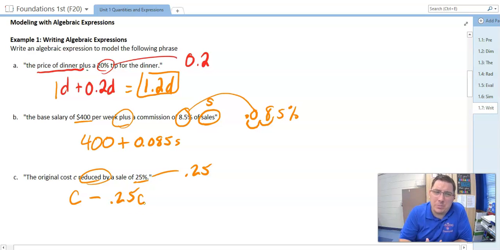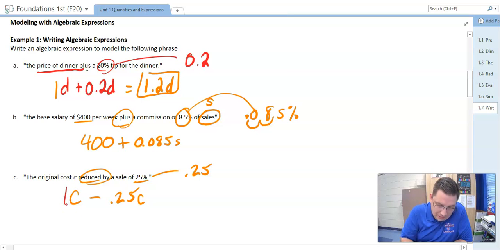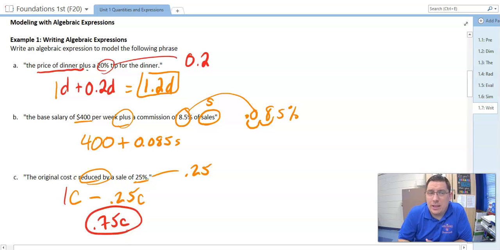And so like we did in problem A, we're going to need to put a 1 in front of that C, right? So we're putting a 1 here. And 1 minus 0.25 is going to give us 0.75C. This is the final expression. And we would be able to find out how much this item cost when it's on sale.